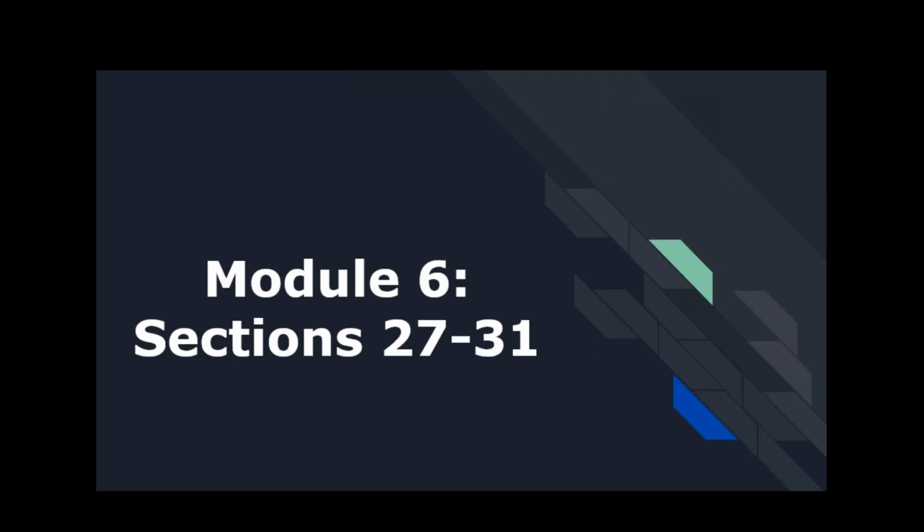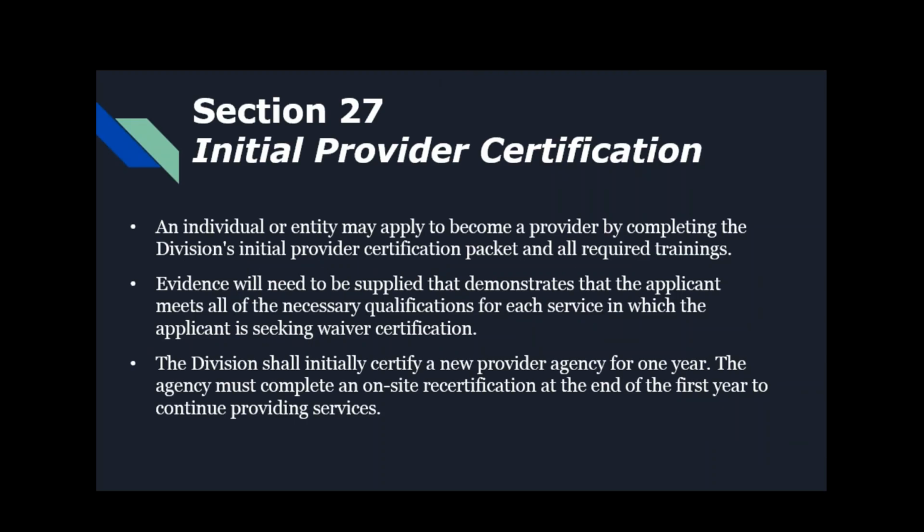We are going to be covering Module 6, Sections 27 through 31. Module 6 covers Section 27, which is Initial Provider Certification, Section 28, Recertification of Providers, Section 29, Corrective Action Plans, Section 30, Sanctions, Section 31, Relative Providers. So we will go ahead and start with Initial Provider Certification, Section 27.